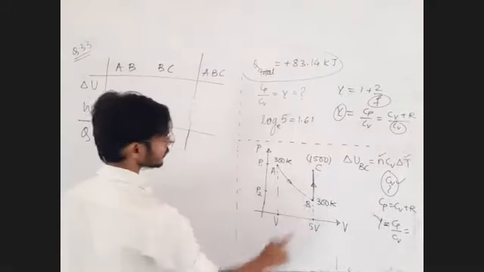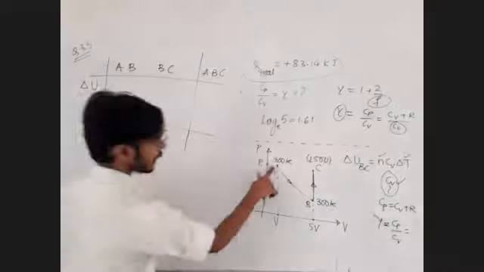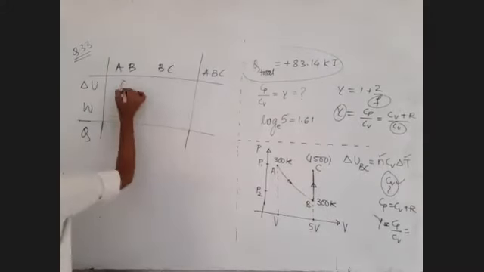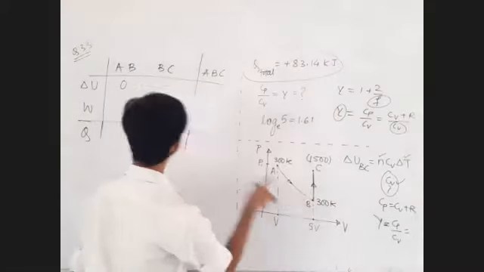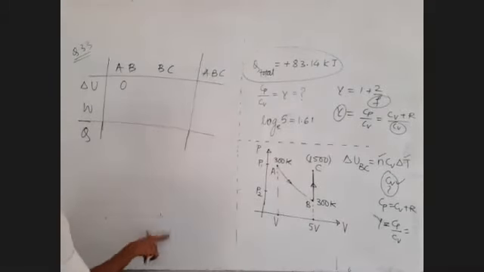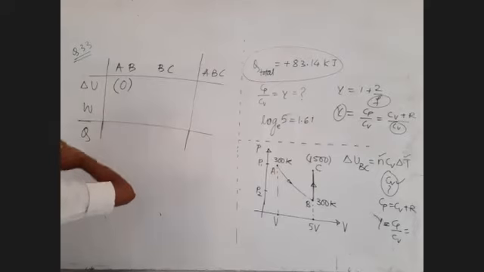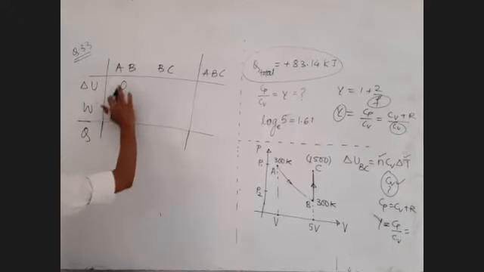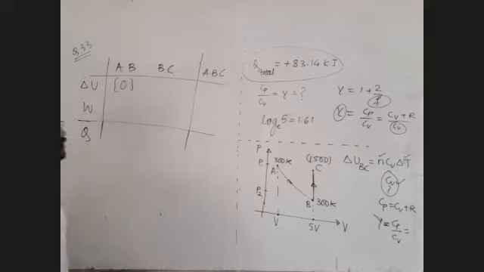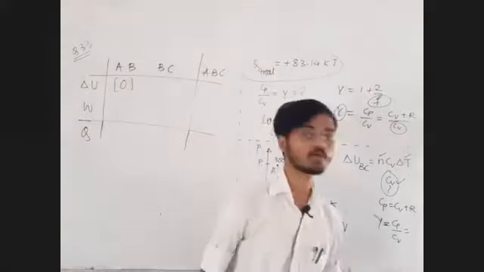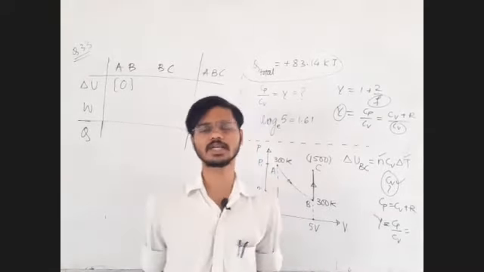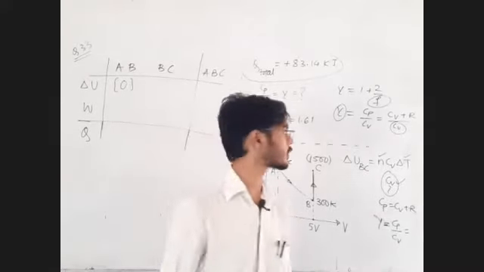Okay, fine. A to B, what is delta U? Sir, isothermal process, delta U is 0. Sir, A to B work done, we don't know, it can be calculated. So what is already known is to be written in square brackets. What is given is to be written in round brackets. What we have calculated is to be written in curly brackets.